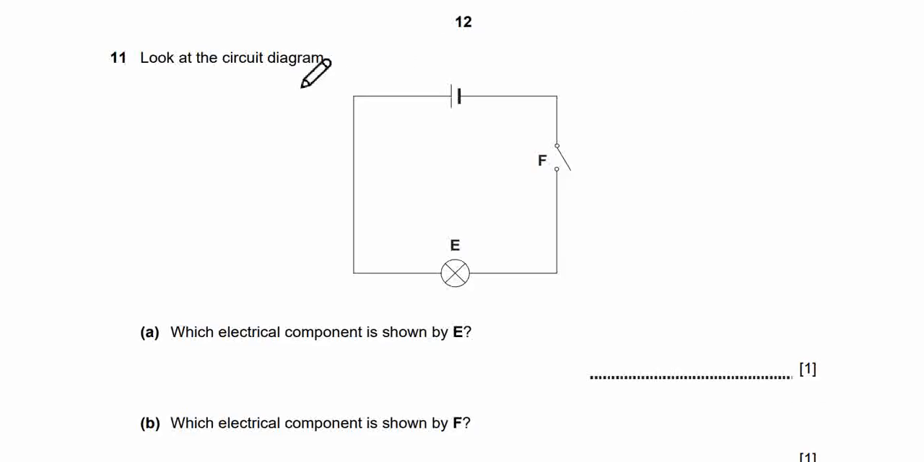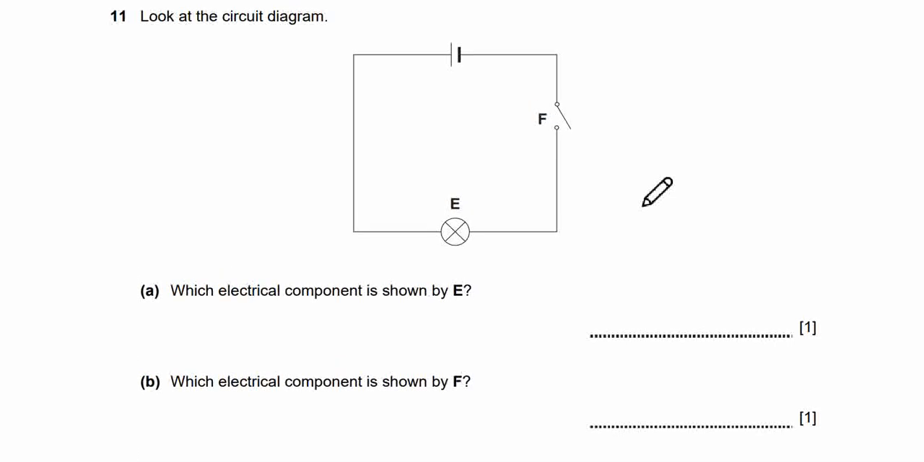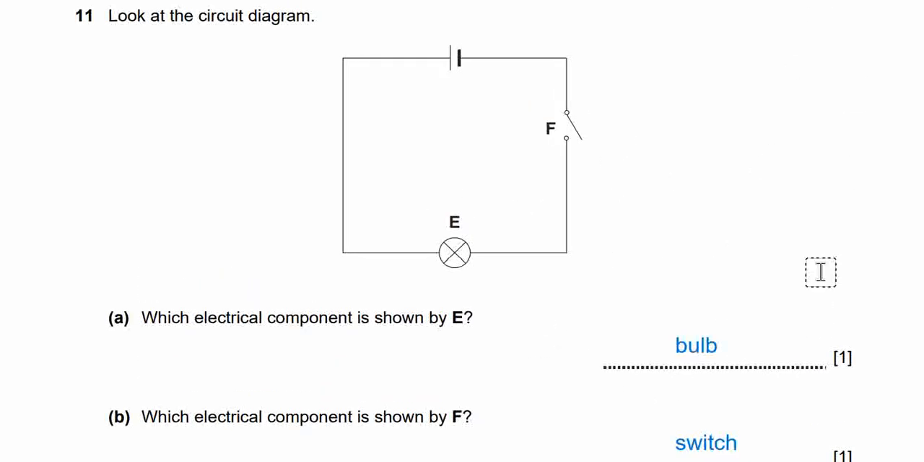Next, question 11. Look at the circuit diagram here. Which electrical component is shown by E, and which electrical component is shown by F? Let's type down. So E will be the bulb, F will be the switch. So this is our answer.